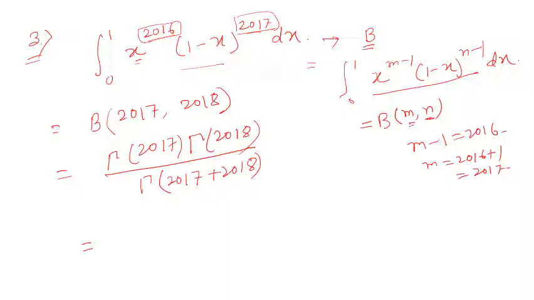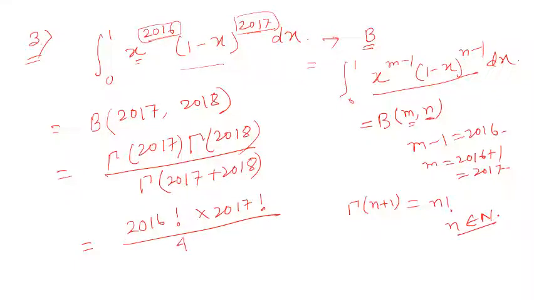So this is equal to 2016 factorial into 2017 factorial, because we have already told you gamma of n plus 1 equals n factorial if n belongs to N. This will be 4035 gamma of 4035, and now gamma of 4035 means it will be 4034 factorial, right? So this is the answer to the question.